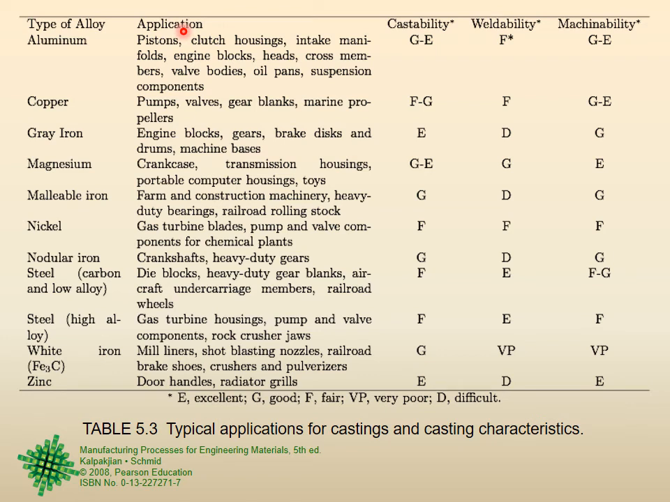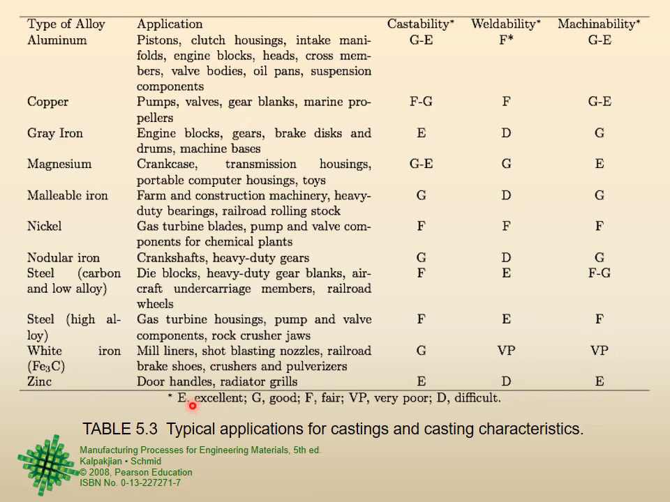What are the applications? Aluminum alloys, pistons, clutch housings and so on. Copper alloys, pumps, valves and so on. Gray iron, engine blocks and so forth. Right? So please go through this. It is a great piece of information that most of the famous alloys, right? Normal steels, carbon and low alloy steels. Specialty high alloy steels, isn't it? And gray and cast iron, right? So all of these, what are the applications?